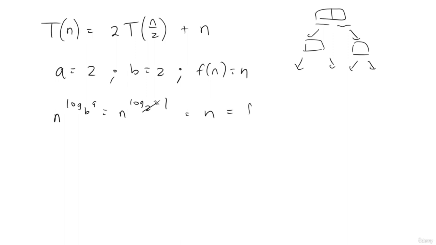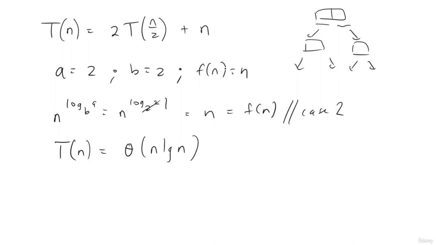F of n is equal to n, so we're in case 2. Please review the master method if you cannot remember. And case 2 says that if we fall into case 2 and f of n is equal to n, then this algorithm's running time is theta of n log n, where log is just log base 2. And this right here is the asymptotic running time of merge sort.